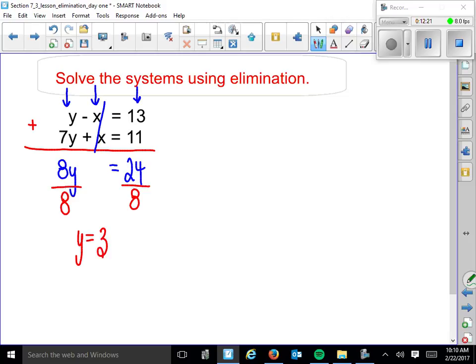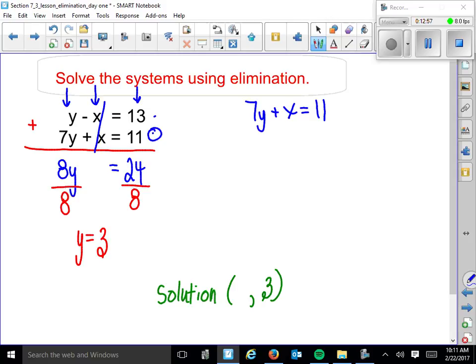Okay, so we have half of our solution. We know that the y coordinate is equal to 3. So I need to make a choice and use either the first or the second equation. Again, I think I'm going to use the second equation because it's all positives. 7y plus x equals 11 is my second equation here.